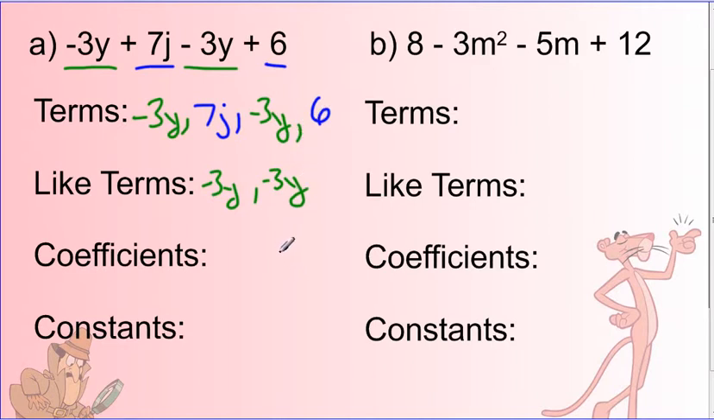Coefficients. Coefficients are the number in front of every variable. So I have a negative 3 from here. I have a 7 from this y, and I have a negative 3 from the second y. From here, there's another negative 3. So I have negative 3, positive 7, negative 3. This guy has no variable, so it's not a coefficient. The last word here is constants, and it is the number without a variable. Well, the only thing without a variable is this 6 at the end. That is my constant.